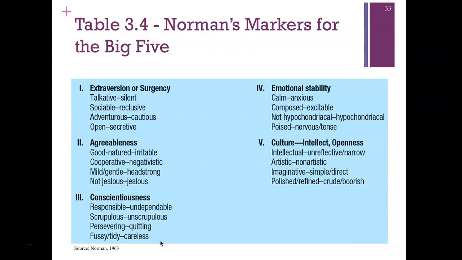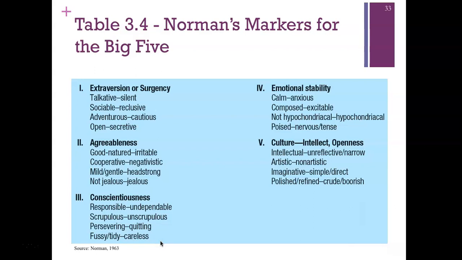being fussy and tidy versus being careless. When it comes to emotional stability, calmness versus anxiety or anxiousness, composed versus being excitable, not hypochondriacal versus being hypochondriacal. And if you are unfamiliar with that word, you're probably familiar with the word hypochondriac, which comes from hypochondriasis. It's a fear of having illness, or health anxiety.